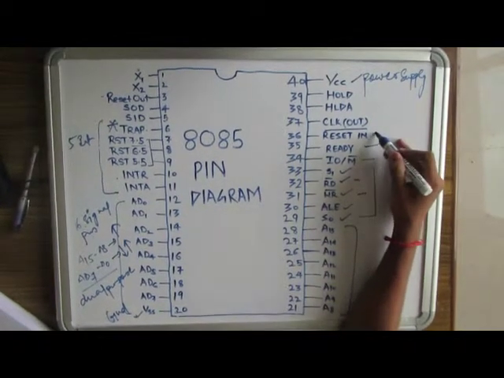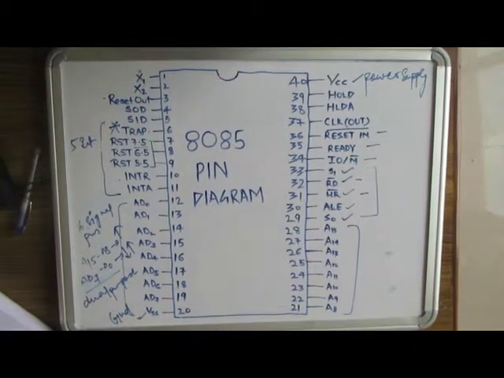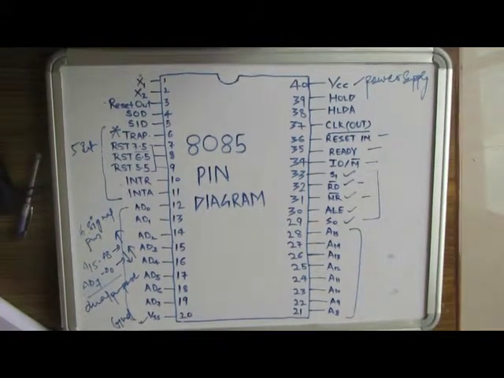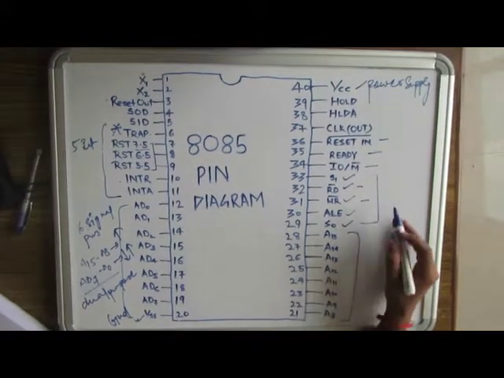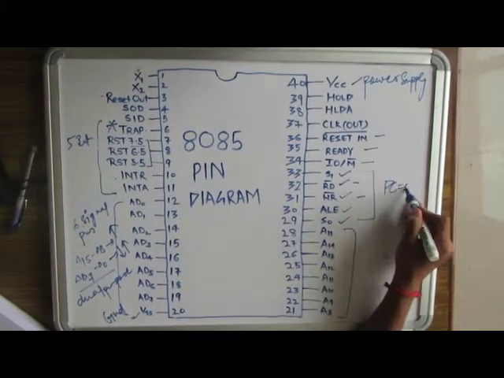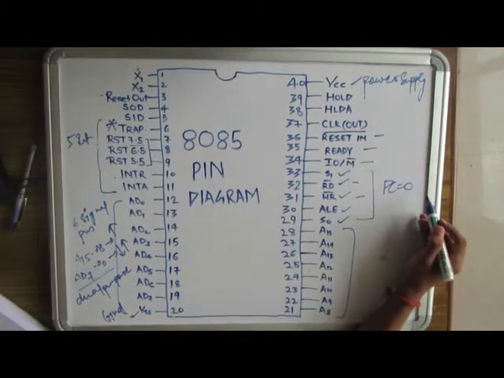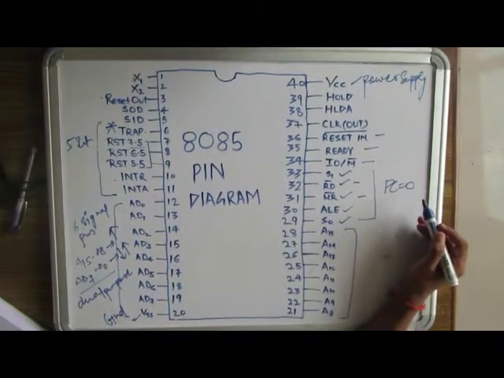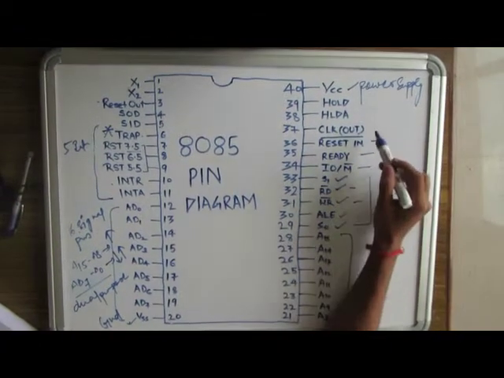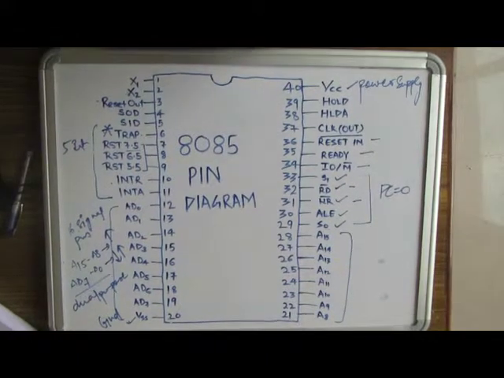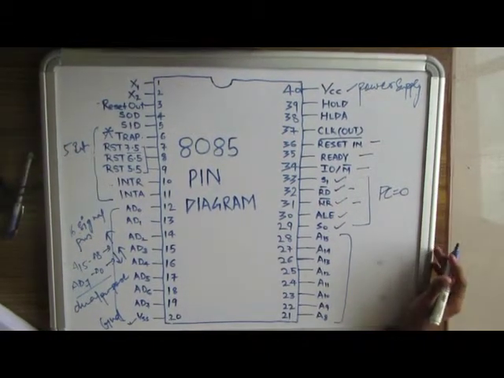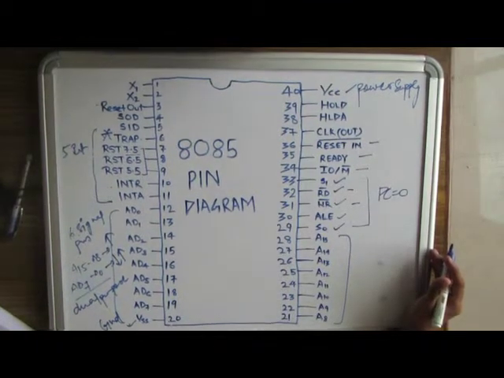RESET IN. This is an active low signal. When this signal goes low, the program counter is set to 0. The bus is tri-stated and the microprocessing unit is reset. Now we go to clock out. Clock out is a signal that can be used as a system clock for other devices.